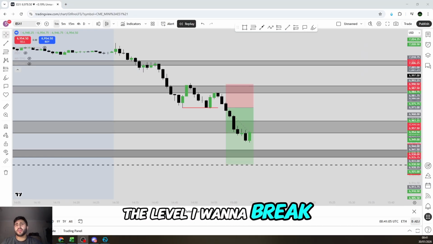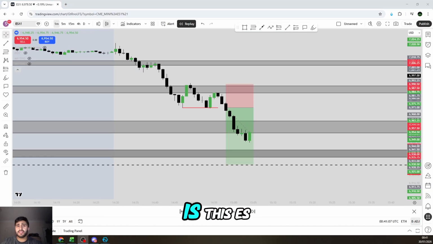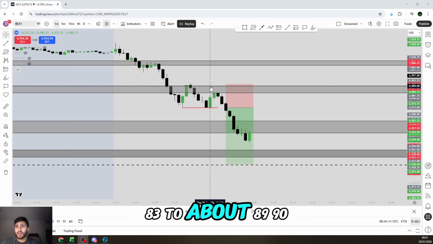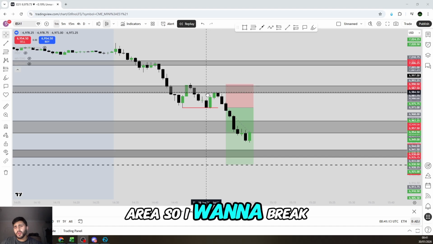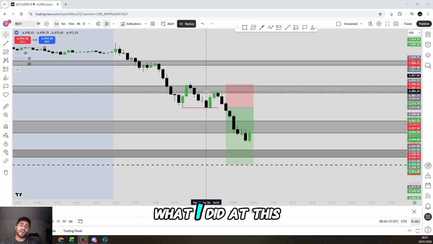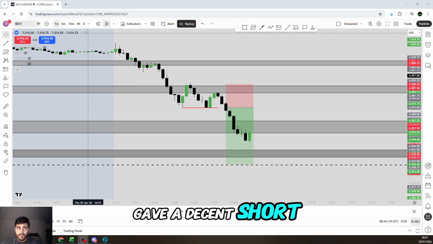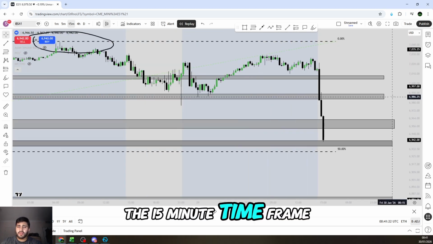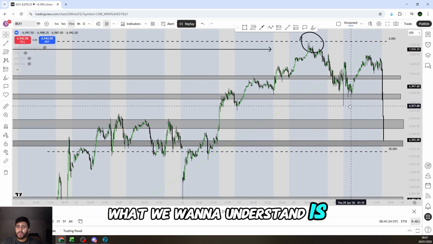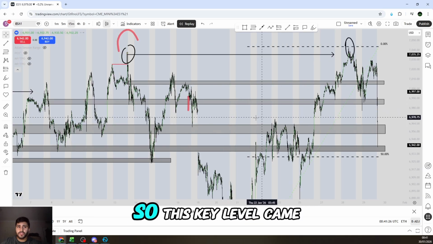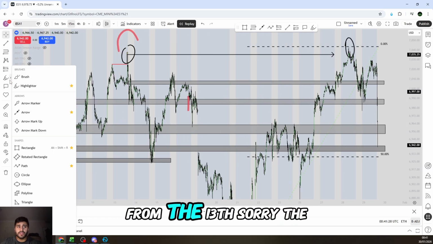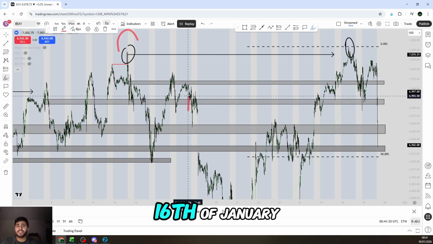The level I want to break down in this particular video is this ES level over here. So this is the 69.83 to about 69.90 area. I want to break down how I got this key level, what I did at this key level, and why this key level gave a decent short. So if we go to the 15-minute time frame, what we want to understand is where did this level actually come from? This key level came from the 16th of January.